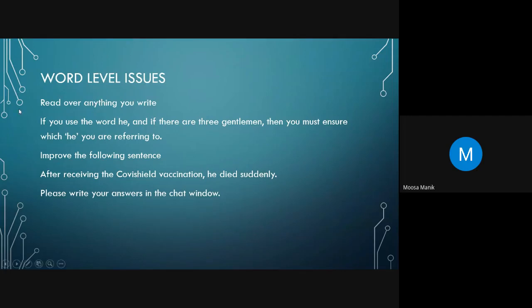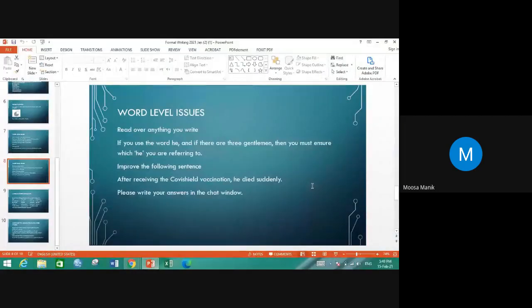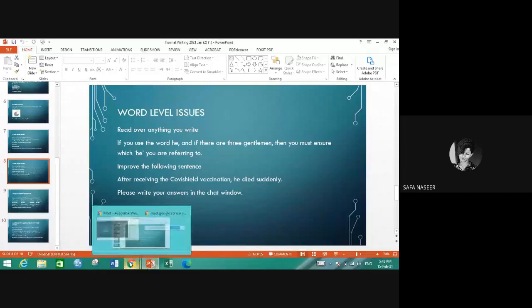Okay. So let us see that if you use the word he, and if there are three gentlemen, three people, there are three males, then you must ensure which he you are referring to. Of course, just say there's Ahmad, there's Musa, there's Adam. Who are you talking about? Improve the following sentence. After receiving the Covishield vaccination, he died suddenly. What can you write? How are you going to improve this sentence? He died after receiving the Covishield vaccination.